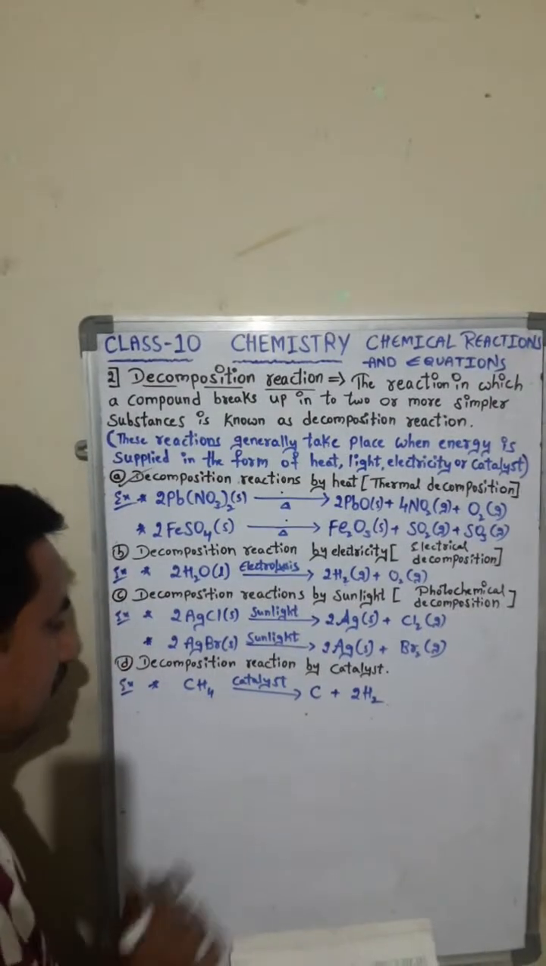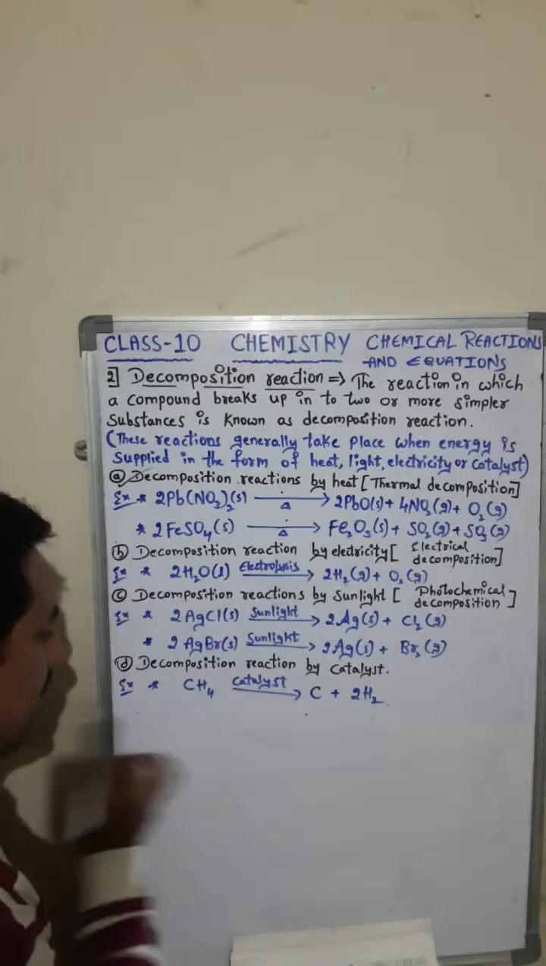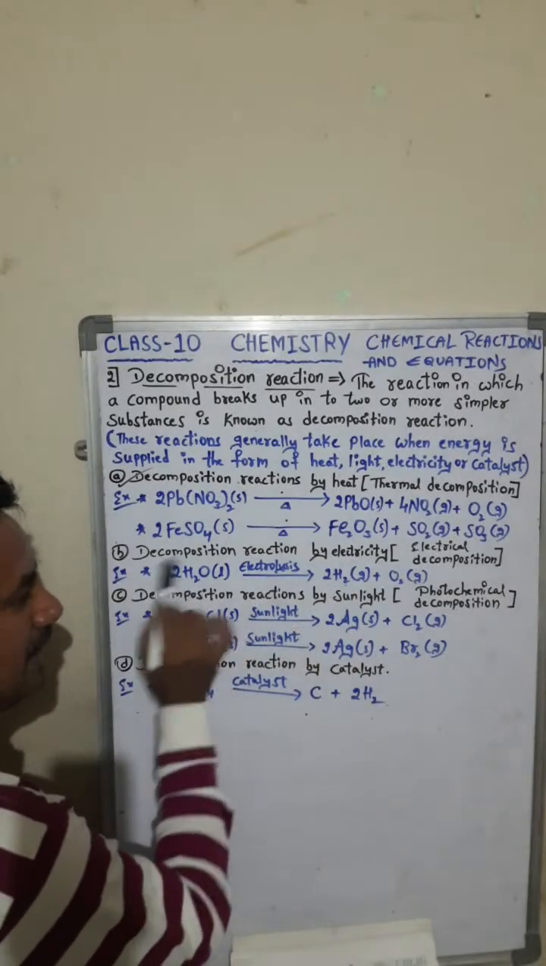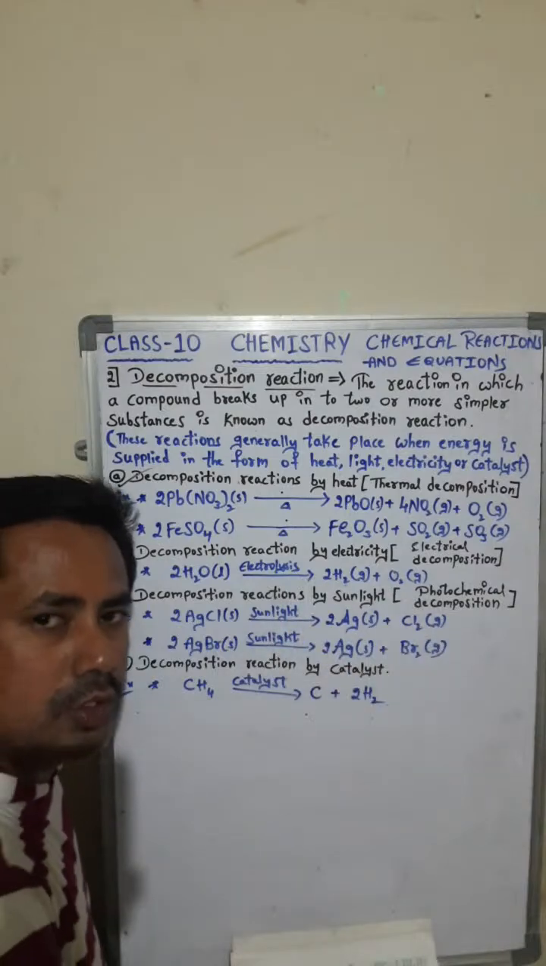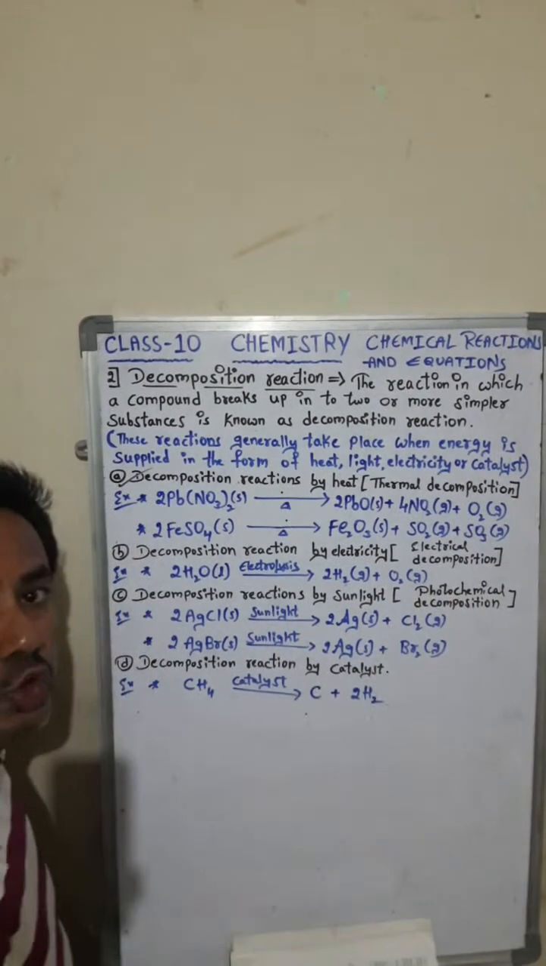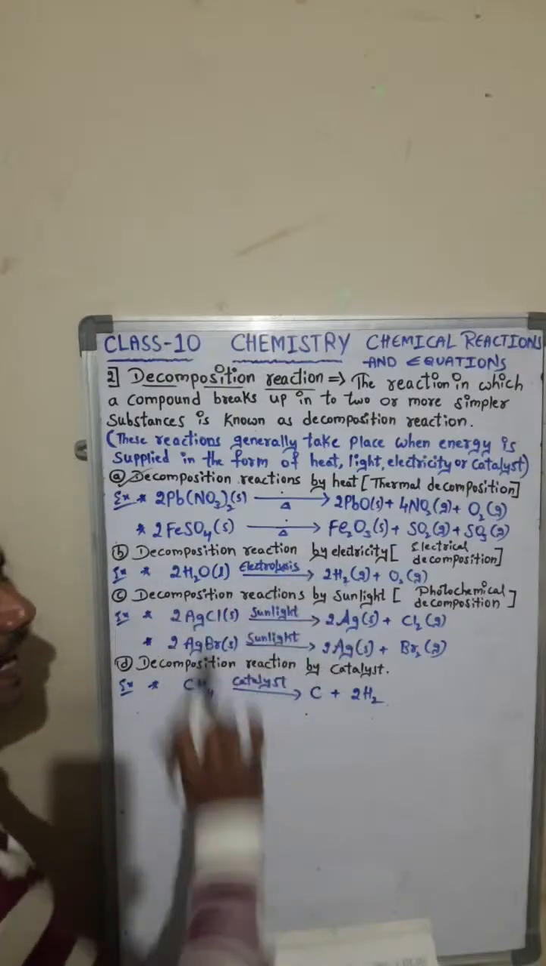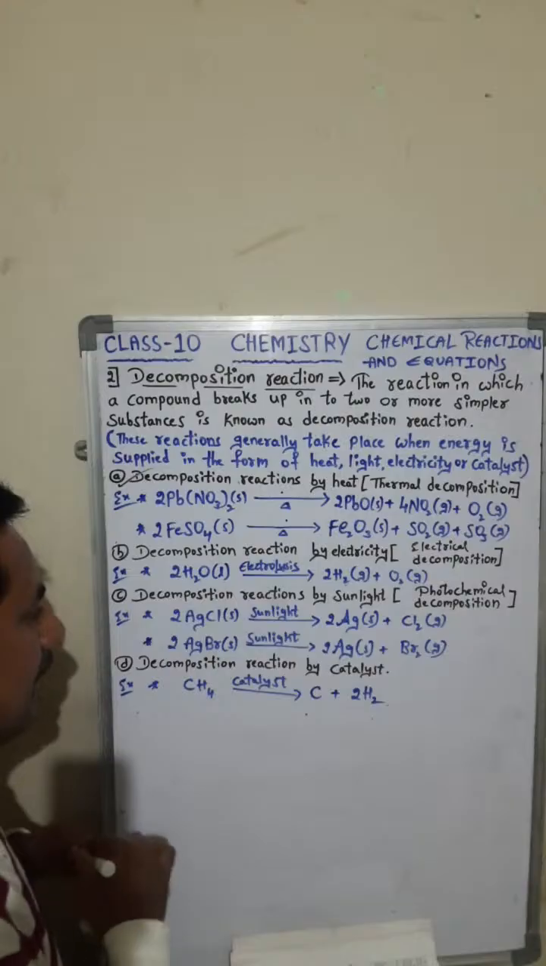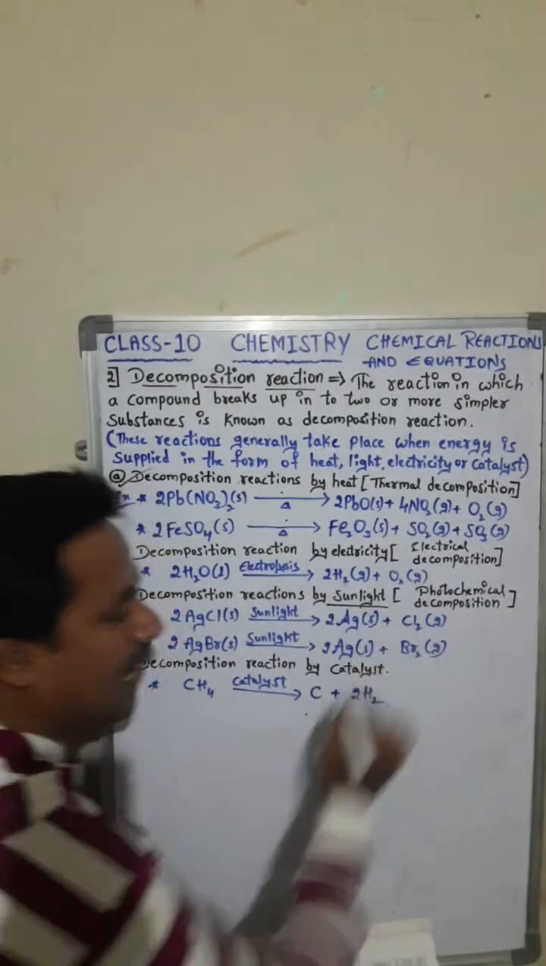Okay, fine. Clear? So next, by providing electricity, one compound breaks down into simpler substances, two substances here. So that is electrical decomposition. And the third one is decomposition by sunlight.